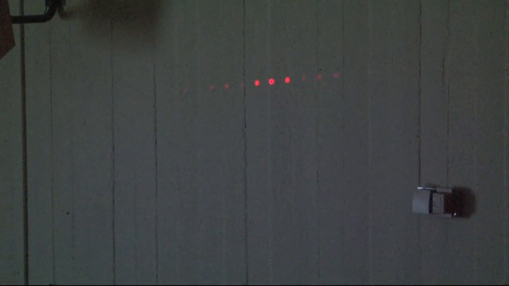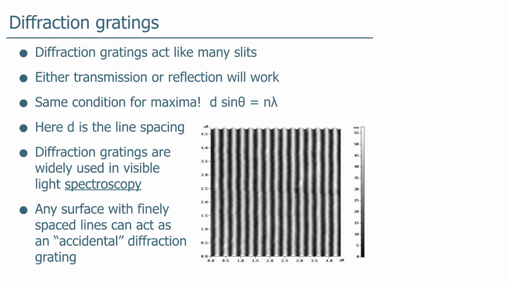And if I go to a wider pattern, you can see a tighter pattern of dots up there. So there's an inverse relation between the angles at which you have the maxima and the separation of the lines. A very fine pattern spreads out the dots more. That's kind of interesting. Can we see that from our equation?